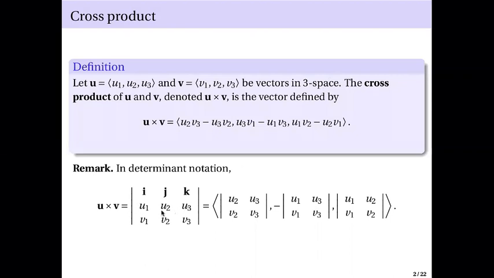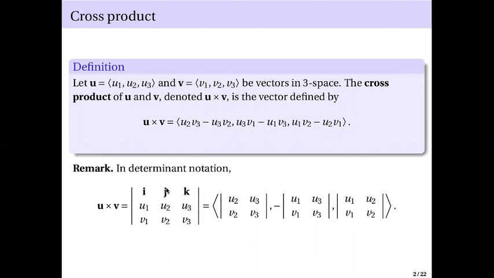On the second row, you have the components of u, the components of the first factor. So our first factor here is u, and you have u1, u2, and u3. And on the last row, they are the components of the second factor v. So the last row is v1, v2, v3.